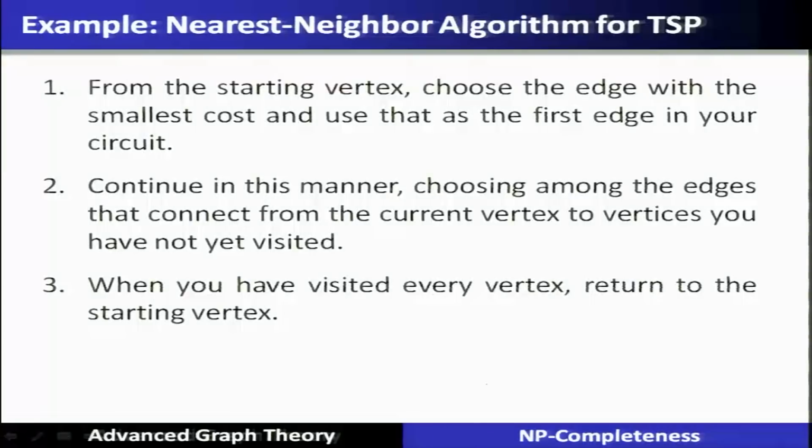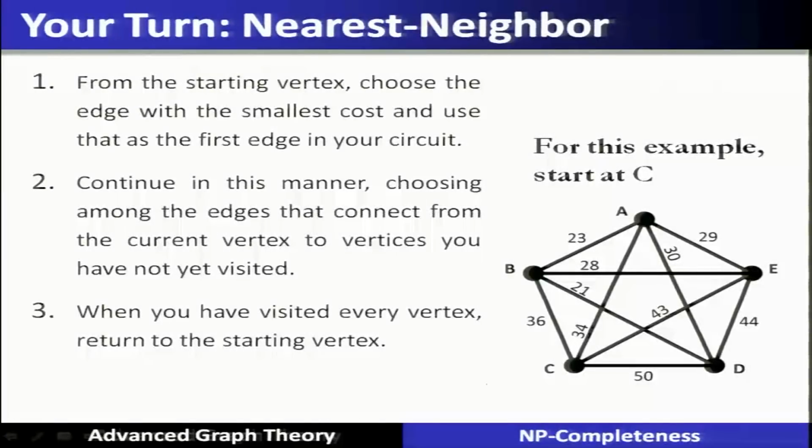So let us review this nearest neighbor algorithm. From a starting vertex, choose an edge with the smallest cost and use that as the first edge in the circuit. Continue in this manner, choosing among the edges that connect from the current vertex to the vertices you have not yet visited. When you have visited every vertex, return to the initial or starting vertex. Another example we can see here. In this particular example, we start from C.